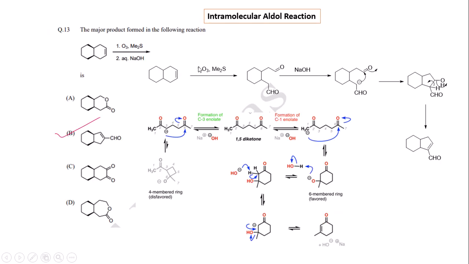We know that in the intramolecular aldol condensation reaction, the precursor is formed by the cleavage of the alkene molecule to produce the dialdehyde derivative, and then this dialdehyde derivative has the proper position for the intramolecular aldol condensation reaction to produce the cyclopentene derivative, so option B is correct.